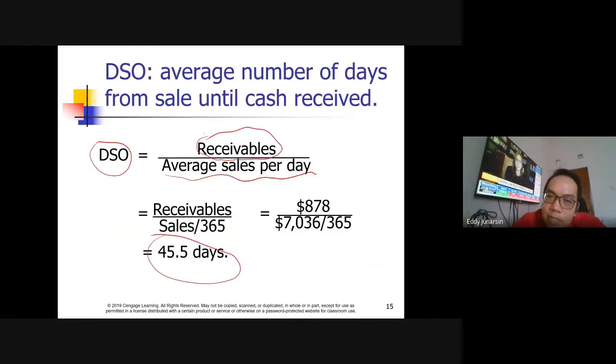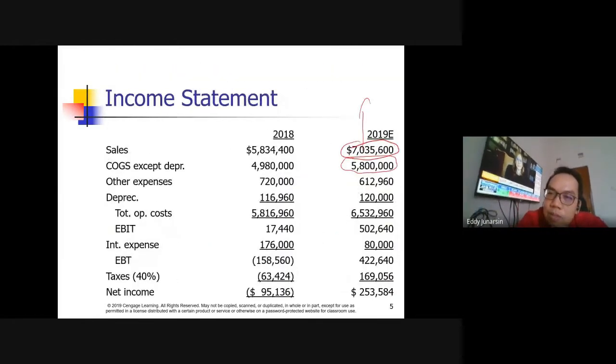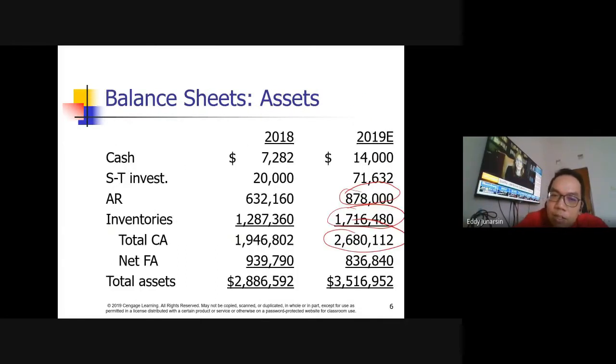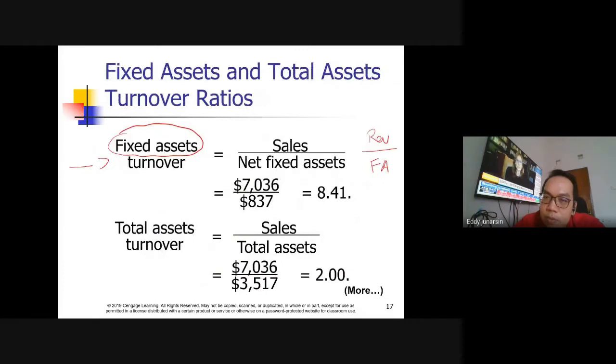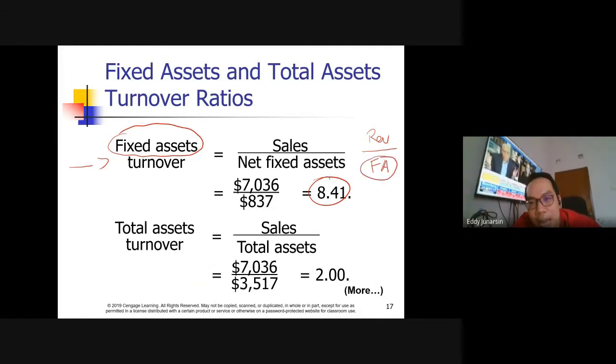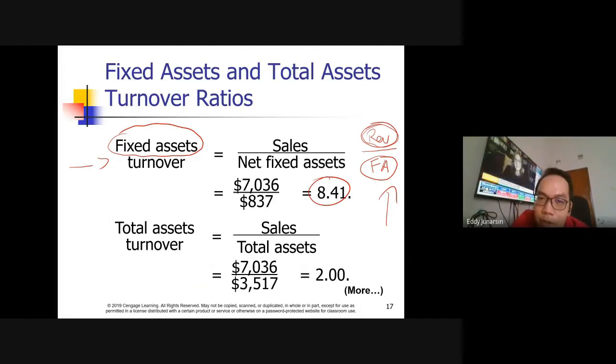So sales divided by fixed assets. You have sales, this one, sales. And then the fixed assets are 836,000. So we get 8.41 times. So how to interpret this? Okay, it's quite easy. Just following the mathematical formula here. So for $1 of fixed assets that we have, $8.41 are produced or created. So again, you can say every $1 of fixed assets that you have could produce $8.41 revenues. So again, the higher the ratio, the more efficient you are managing your fixed assets.